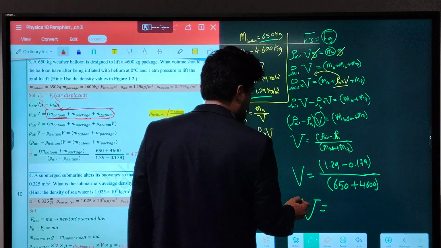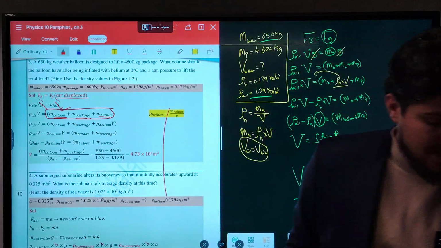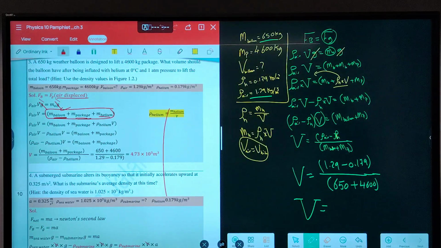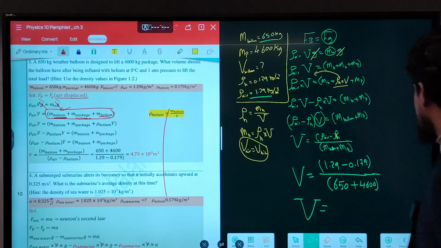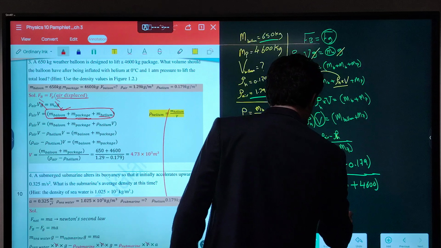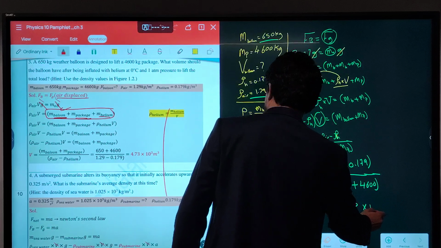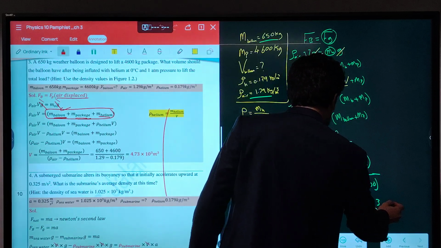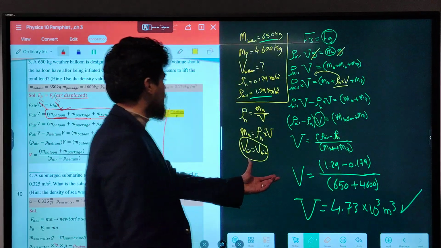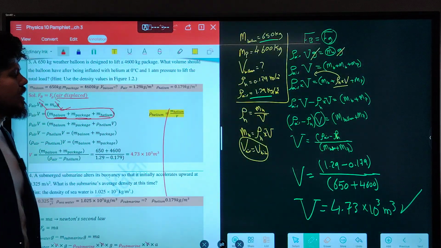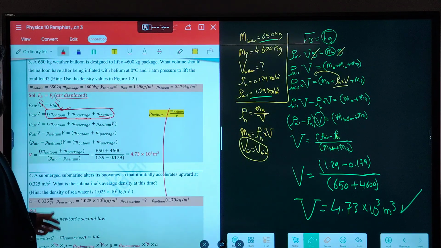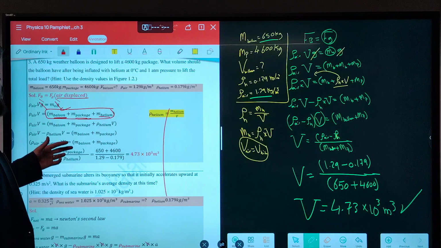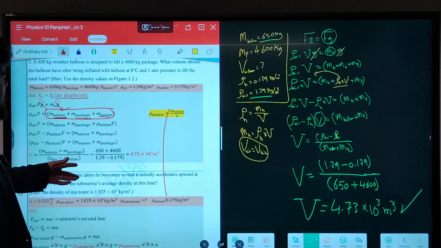Volume is equal to what? By calculator you can get the final answer, which is equal to 4.73 times 10 to the power 3 meter cubed. In this way you can determine the volume of the balloon after it is inflated. Okay, we do it.